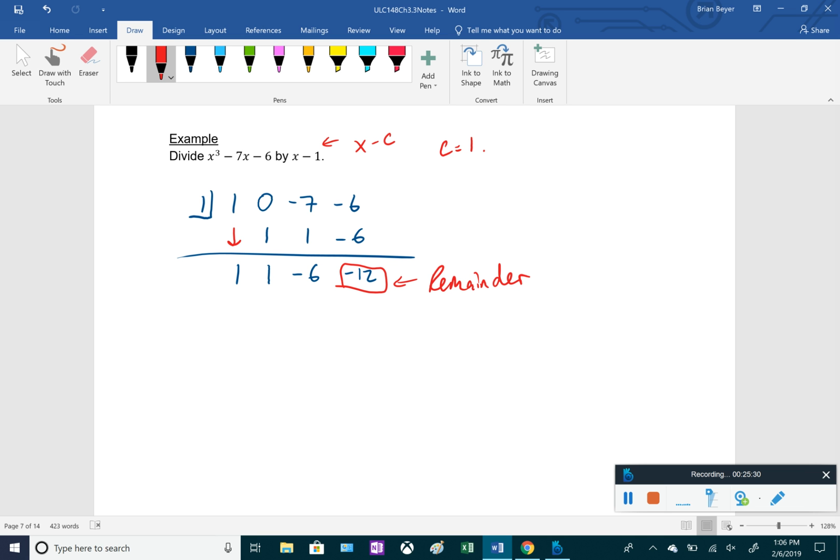Okay, so setting this up, we're going to get x cubed minus 7x minus 6 divided by x minus 1. We get the quotient, starting with an x squared: 1x squared plus 1x minus 6, plus that negative 12 over the divisor.